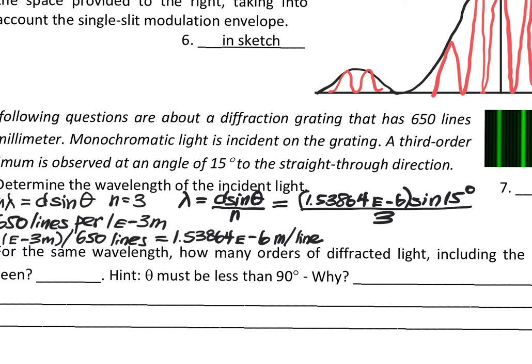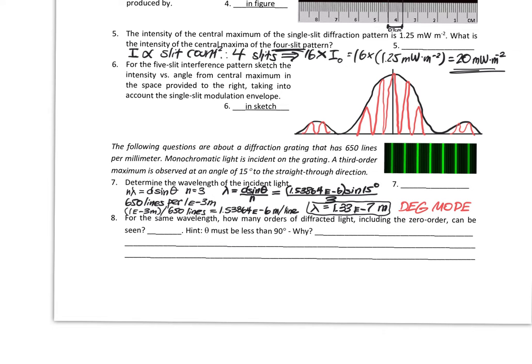And yes, this answer makes a lot more sense. We wind up with a wavelength of 1.33 times 10 to the negative 7 meters, which would be 133 nanometers. That makes a lot more sense. Box that off. All right, next. Also wanted to note that's degree mode, not radian mode.